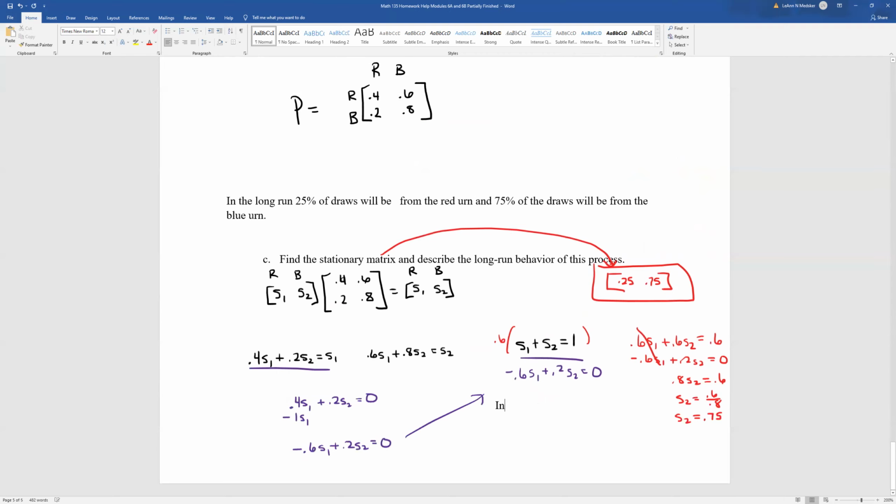There we go. So that is how you find the stationary matrix. That is the sentence that you would write after finding it. You have to tell us what percentage would be from each of those states. Essentially, we get fixated at those percentages when we have this stationary matrix.